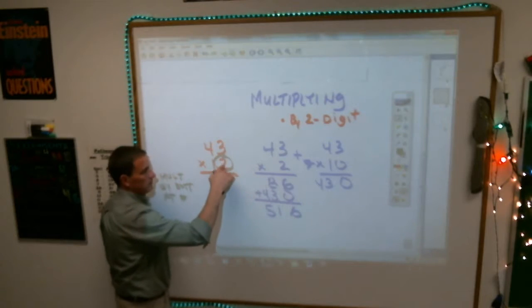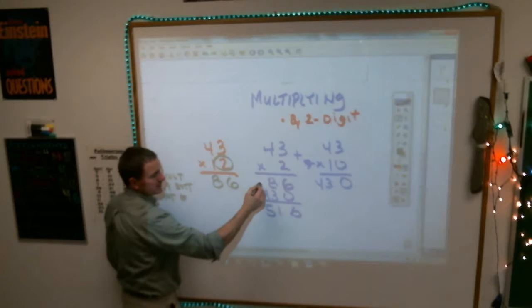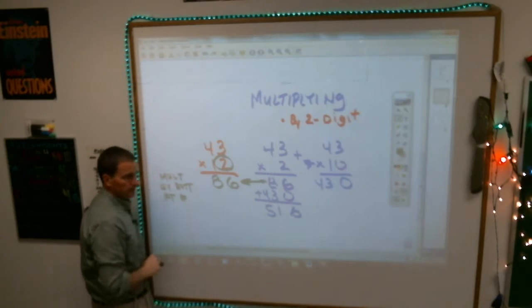What is 2 times 43? 2 times 3 is 6. 2 times 4, I get that same 86 that I got here. Look, it's all well and good.